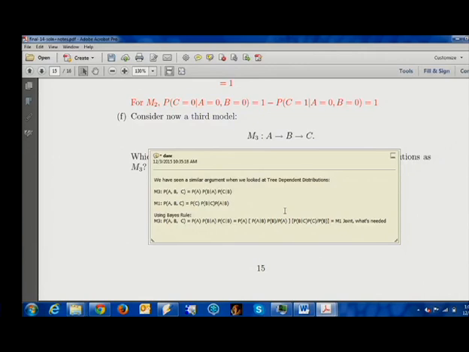Now, notice that every time you will have to estimate different numbers from the data, right? If you write it as M3, you'll have to estimate these numbers. If you write it as M1, you'll have to estimate these numbers. But still, it's the same model. Okay? Questions on this?